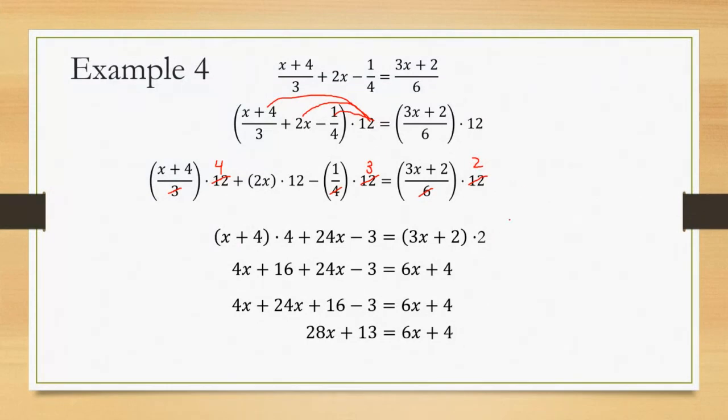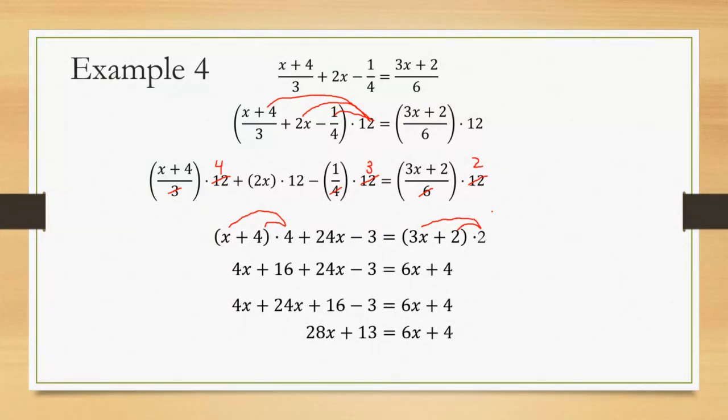Good. Okay, so what's next here? Well, we go to the line below. We have 4 times x plus 4. That came from here. So we have to distribute again. 12 times 2x, that gave us the 24x. Here we have minus 1 times 3, which is minus 3. Here we have 2 times 3x plus 2 times 2.